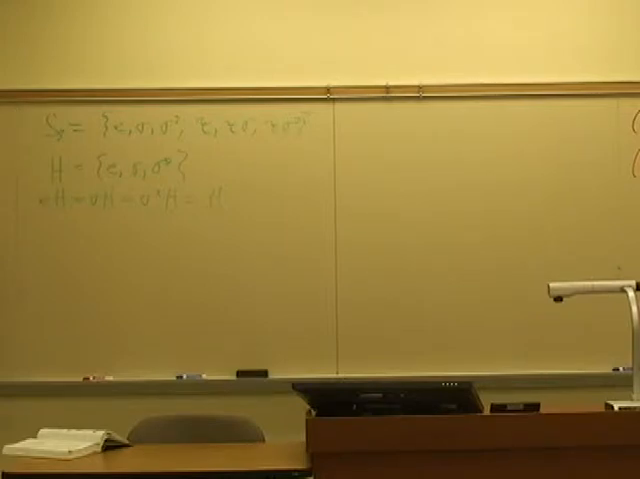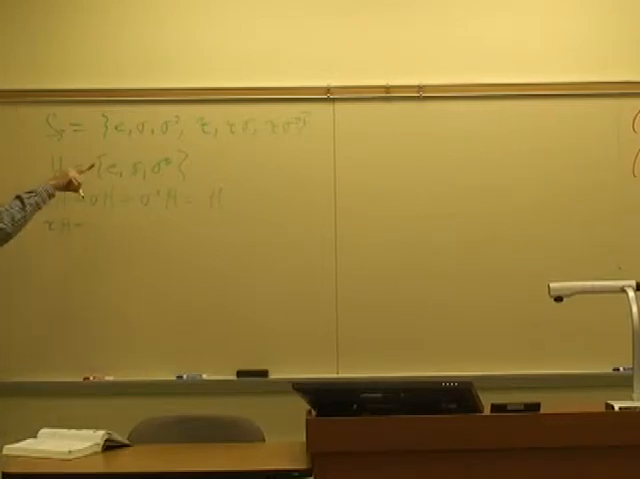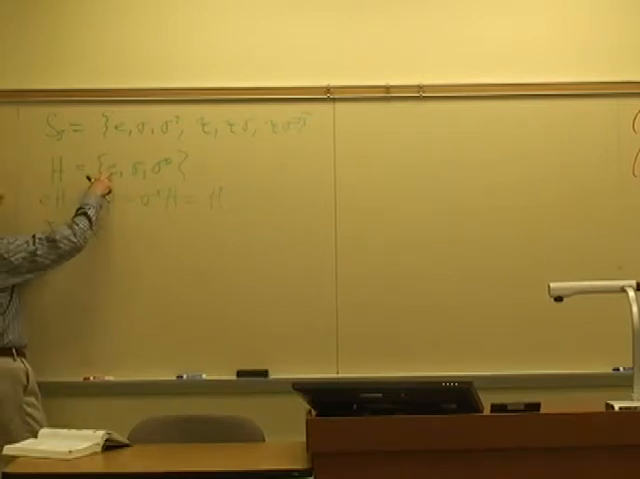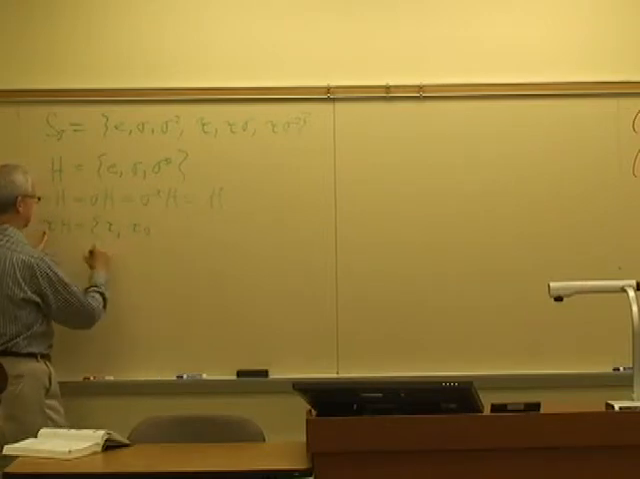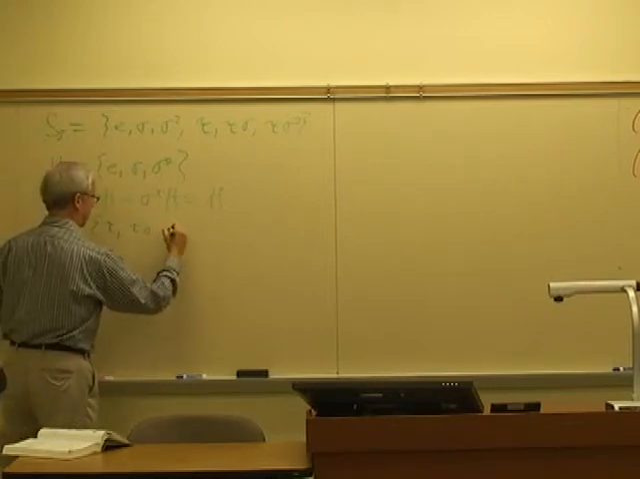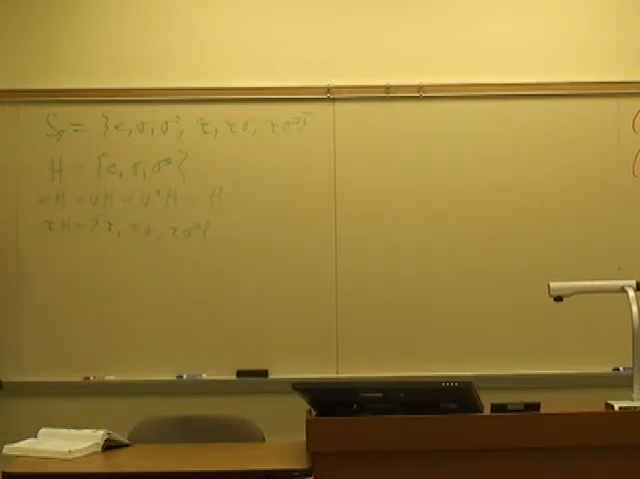So I need to pick an element that's not in here to generate my cosets. What's an obvious one? Tau. H. Well, that's easy because the way the group is structured, what am I going to get as my coset? Tau times epsilon is just tau, and then I get tau sigma, and then I get tau sigma squared. That's easy because those are built in.